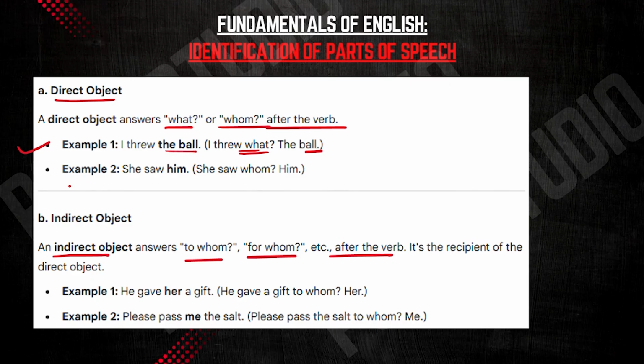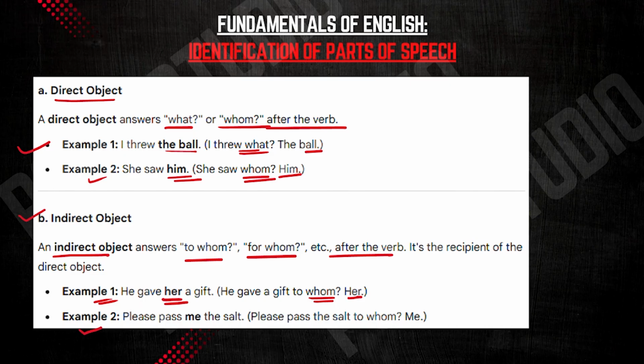Let's move to example number 2. She saw him. If you ask yourself the question, she saw whom? Then you will get an answer, him. That's why him here is a direct object. Let's move to the indirect object examples. Example number 1. He gave her a gift. If you ask yourself, he gave the gift to whom? Then you will get an answer, her. That's why here her is an indirect object.